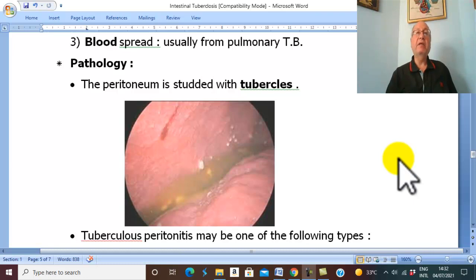TB peritonitis. As any TB, TB peritonitis is rare nowadays. It usually affects children and young adults, because TB peritonitis is always secondary TB, due to spread of TB from a primary TB focus in these children or young adults.